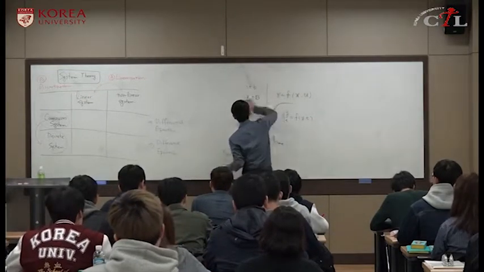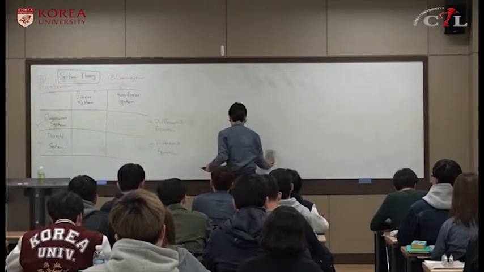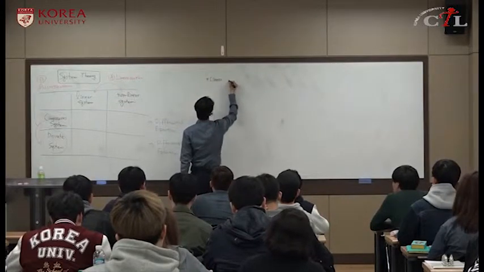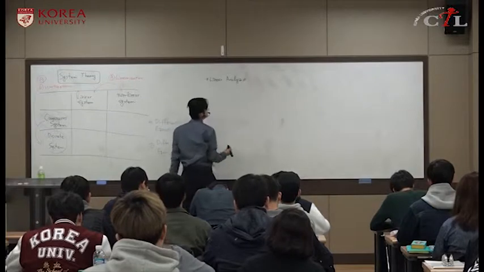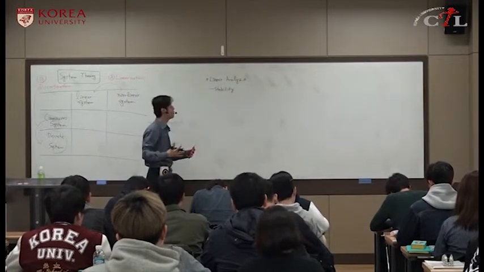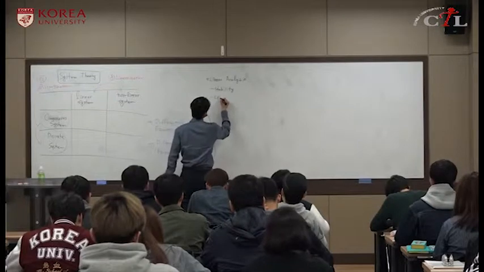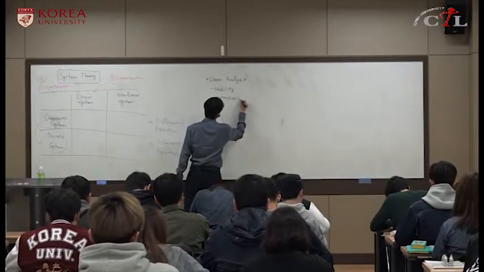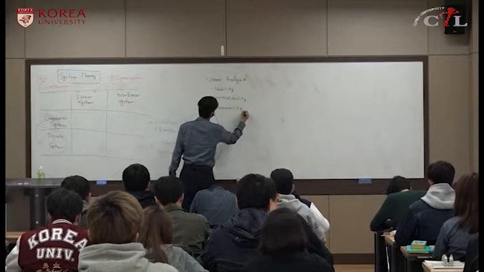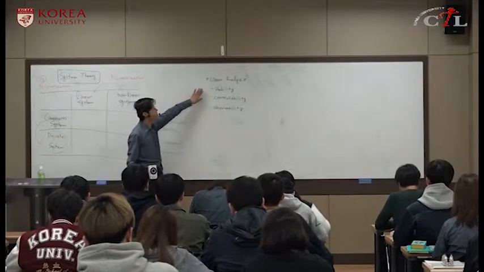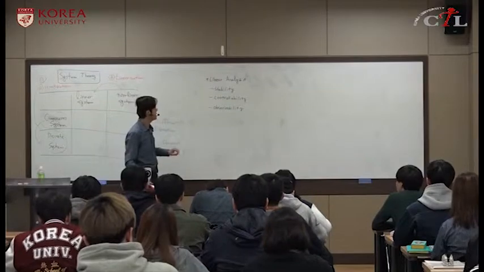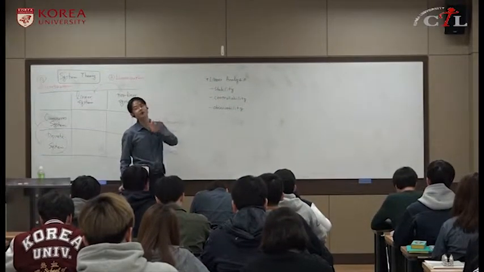For example, for a linear system, we can do many linear analyses, such as stability, whether the system is stable or not, or controllability, or observability. Stability is whether something is stable or not. Controllability is whether you can control it or not. Observability is whether you can see the details or not.